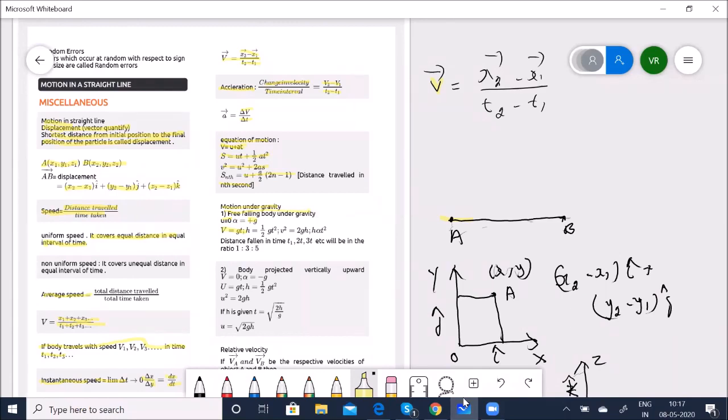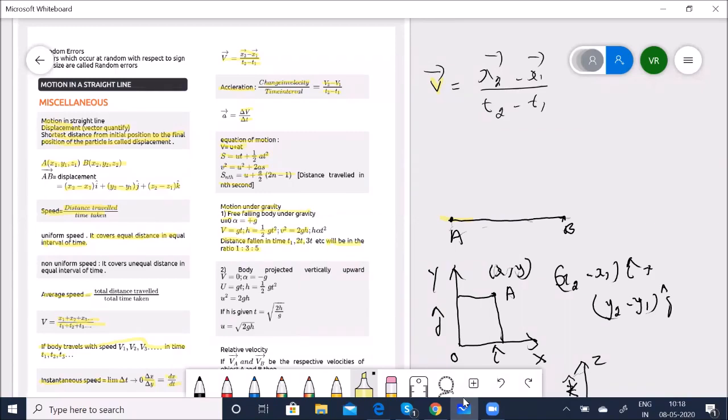When I substitute g in the second equation, S is equal to ut plus half gt squared. Since u is equal to 0, it simply becomes h is equal to half gt squared. For the third equation, V squared is equal to U squared plus 2as, so it becomes V squared is equal to simply 2gh. Distances fallen in the times t, 2t, 3t, etc. will be in the ratio 1:3:5.